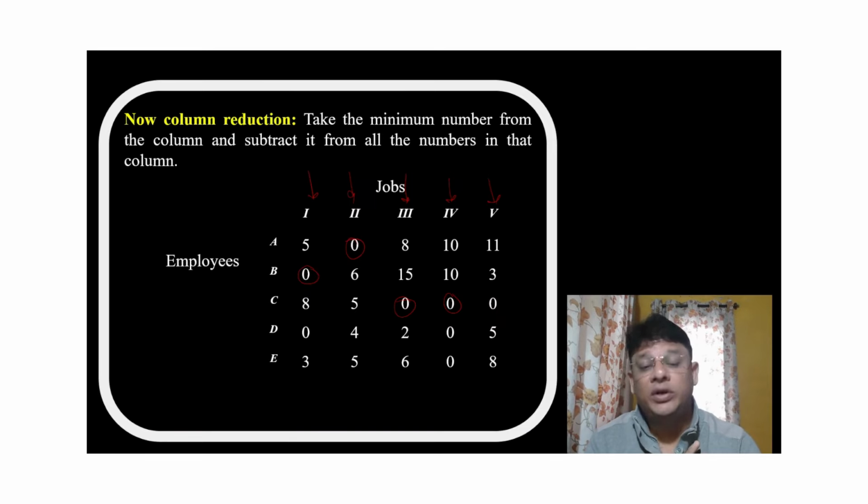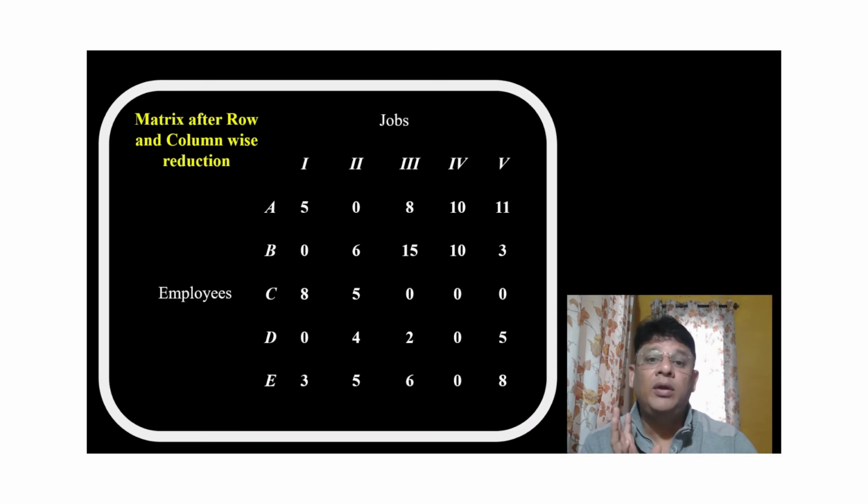But some situation comes when you may have 2 columns with 0 and the rest 3 columns may not have 0. So in that case, you have to take the minimum number and reduce it, right? So now after the column reduction, you have basically this matrix. So you do row reduction and column reduction. After row and column reduction, this is the final matrix that you have.